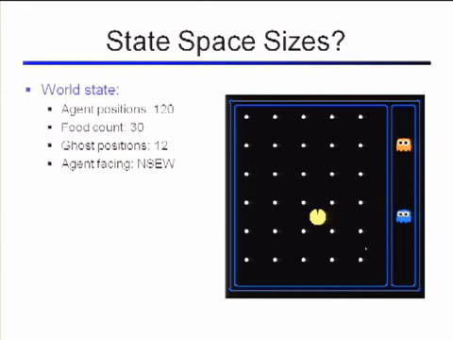So let's think about how big the world state is. Well, let's do some combinatorics. How many world states are there? Well, there are 120 agent positions. Okay, and then for any agent position, let's think about the food. Right? How many food configurations are there? What do you guys think?